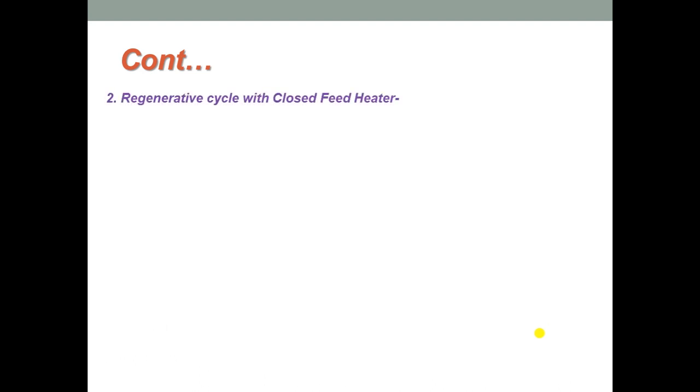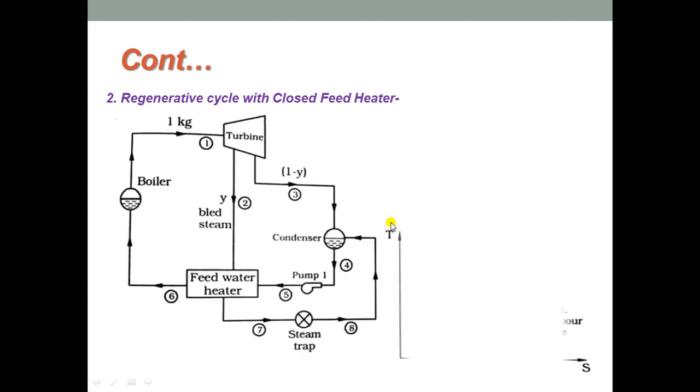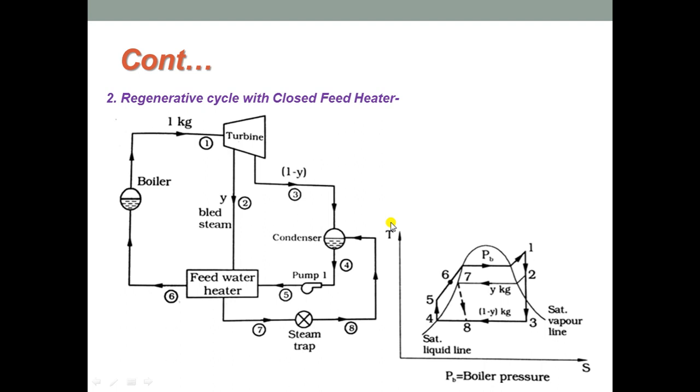Continuing, we have the regenerative cycle with closed feed water heater. So, this is a flow diagram and this is a TS diagram. Closed feed water heater is the most frequently used type of feed water heater, wherein the extracted, that is bled off, steam and the feed water condensate, whatever feed water is coming from the condenser, do not mix together.